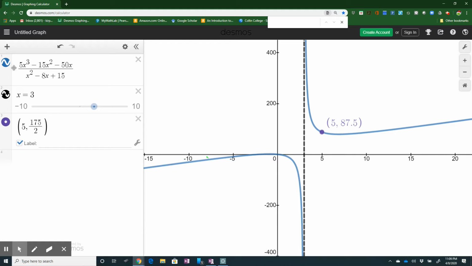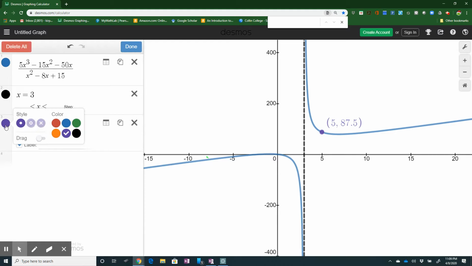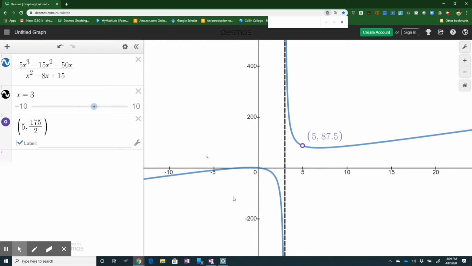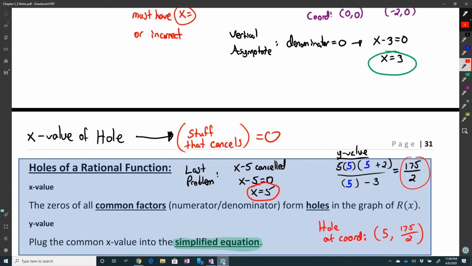Anyway, so there you go. Now that value would be a hole. And so that's your completed graph. There is a little empty space right there. All right.